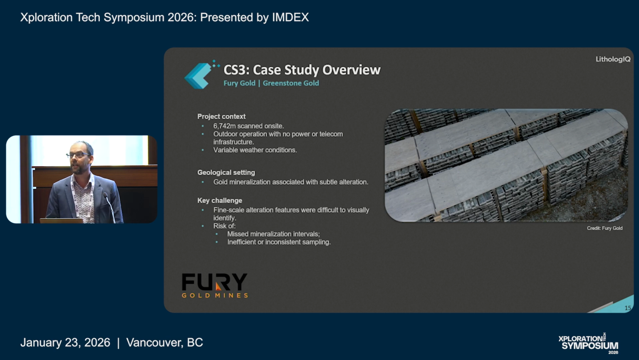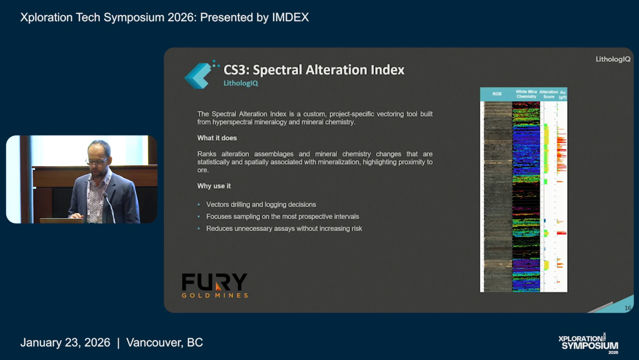So the geological setting here is gold mineralization associated with sulfide and subtle alteration. And those subtle alterations were tough to see with the naked eye again, and it led to maybe missing some zones for sampling or oversampling in other zones. So in this case, the alteration index, which is the third column, the yellow one here, that we can see on the graph.